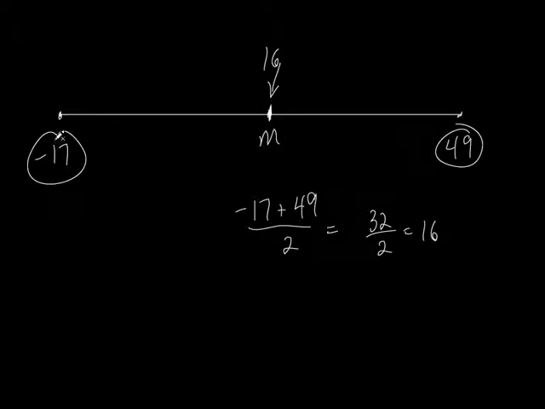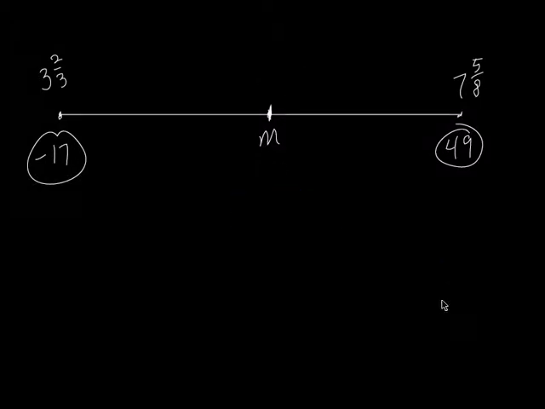You could get fractions. Now, here's a rule of thumb. If they give you this as a fraction, I'm just making this up, like 3 2/3 and then 7 5/8, that would be ugly, wouldn't it? You would skip it. That's crazy talk.